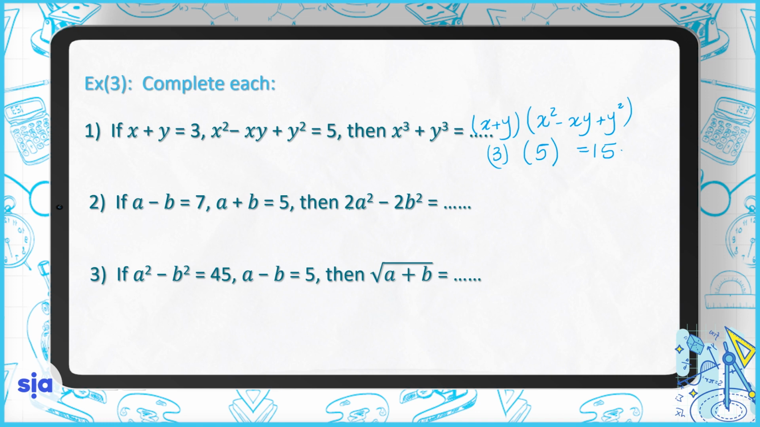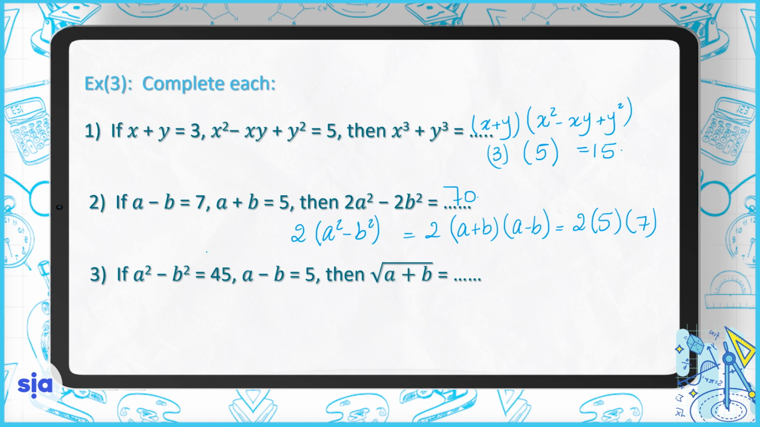Then what is this? Let's factorize first. It's 2 open bracket a squared minus b squared. So it is 2, and then we can factorize it as a plus b times a minus b. If you substitute the values given to us, it's 2 times 5 times 7, then the answer is 70.